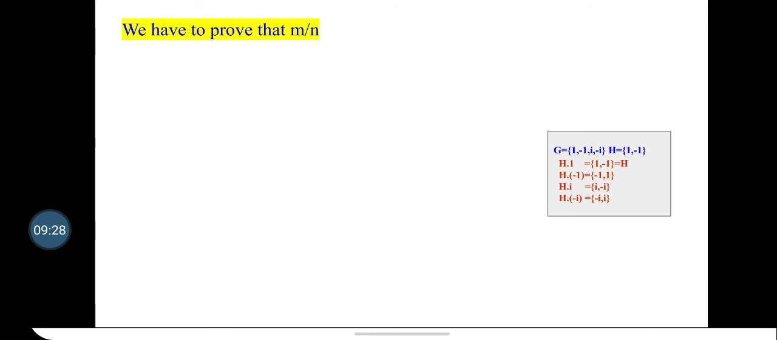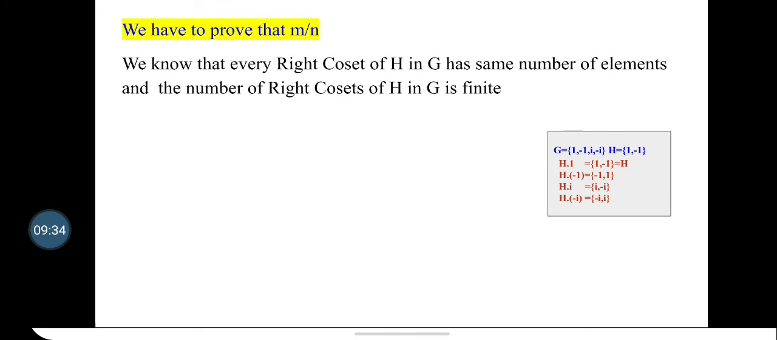Now we have to prove that order of H divides order of G, or M divides N. Here we know that every right coset of H in G has the same number of elements, and the number of right cosets of H in G is finite. To understand this statement, let us consider this example given in the box. We have already discussed this one.